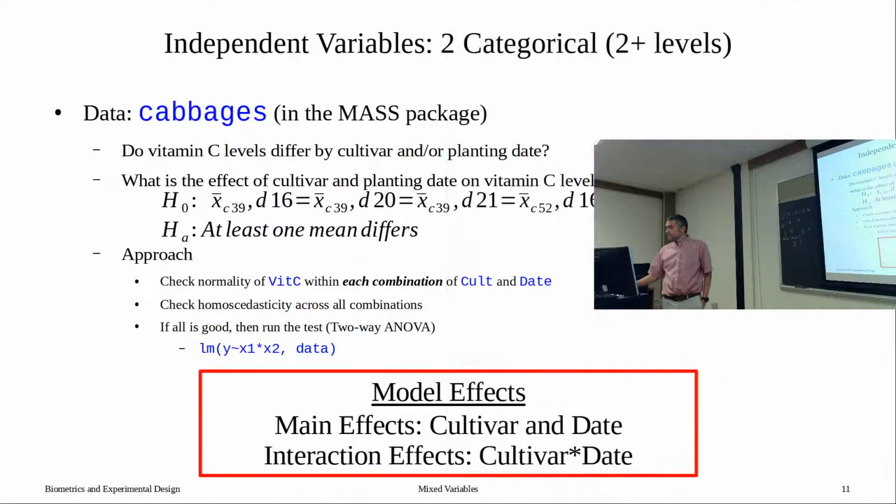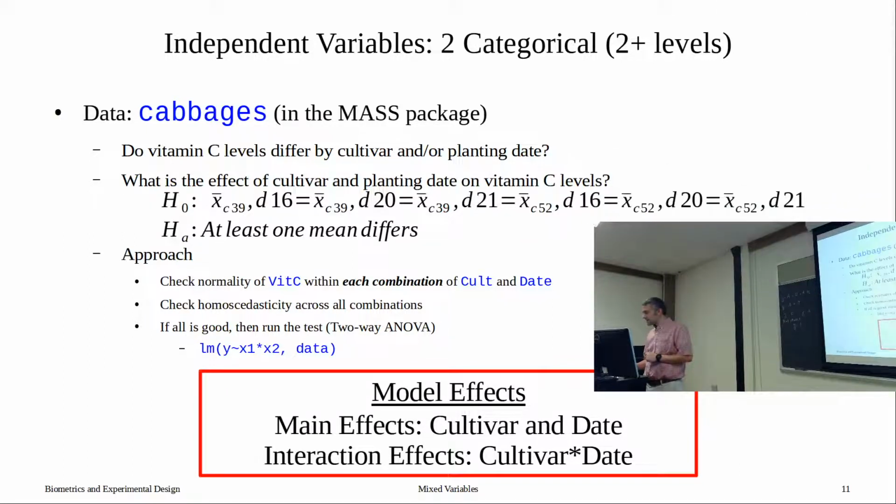So, what we're going to do is we are interested if any of these things influence our vitamin C levels. So we start out with testing an interaction effect. And what that interaction effect is essentially doing is taking our data and looking at the individual groups. And our individual groups now is every combination of cultivar and date.